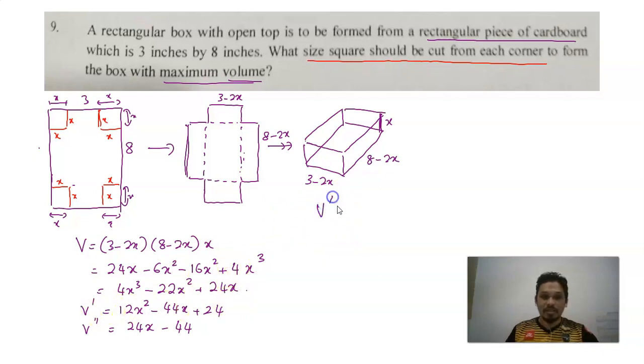Okay, so now we are going to find out the value of x from this v prime. Let's make this v prime equal to 0. 12x squared minus 44x plus 24 equal to 0, divided by 2. 12 times 4, 48, but what we have here is 44. Make this one here as 6x squared minus 22x plus 12 equal to 0.